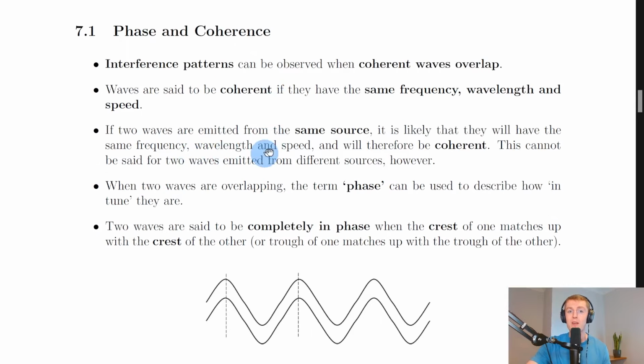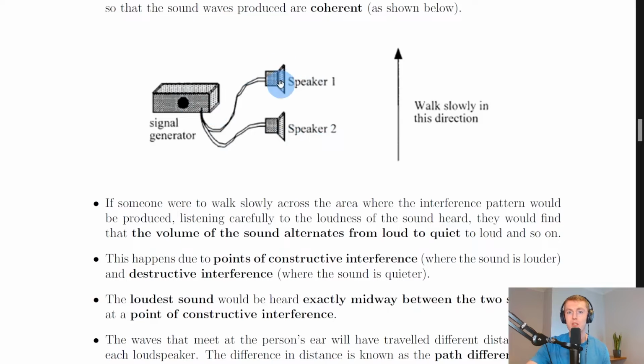It then says if two waves are emitted from the same source, it is likely that they will have the same frequency, wavelength and speed, and will therefore be coherent. This cannot be said for two waves emitted from different sources, however. So as an example, if you had two loudspeakers connected to the same signal generator, then because the signal generator is set to a particular frequency, that means both of these speakers will have the same frequency. So that means the waves produced from the loudspeakers will be of the same frequency and the same speed and the same wavelength, since they're both connected to the same source. And we would therefore detect an interference pattern when the sound waves from these two speakers overlap.